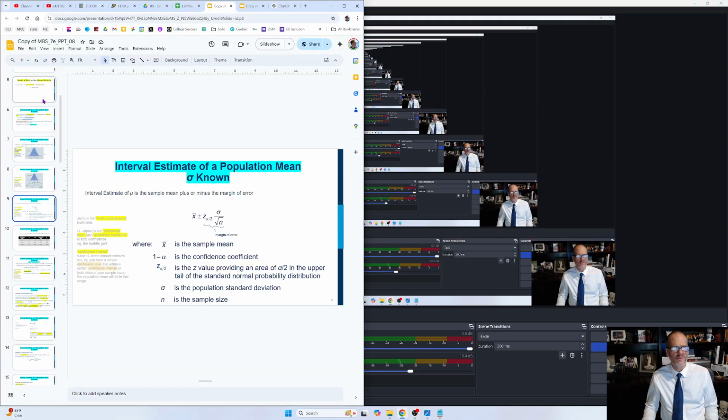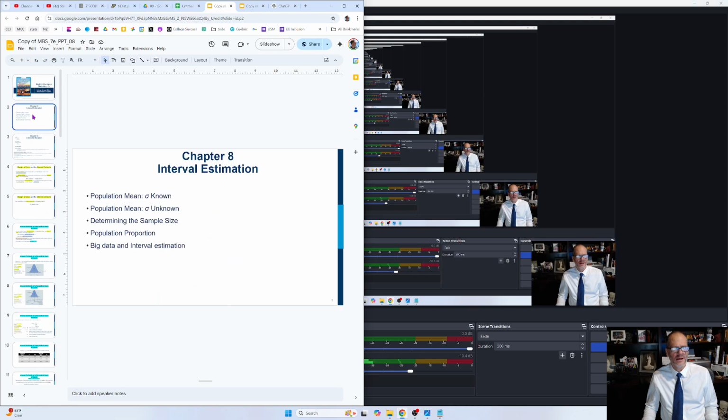So now we're going to ask ChatGPT to give us another problem. In chapter 8, there's this situation where we need to do interval estimation for the population mean, and the population standard deviation is known, but there's also the situation where we need to do interval estimation. We're estimating in an interval, right?